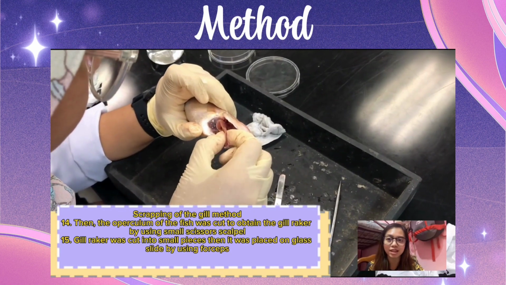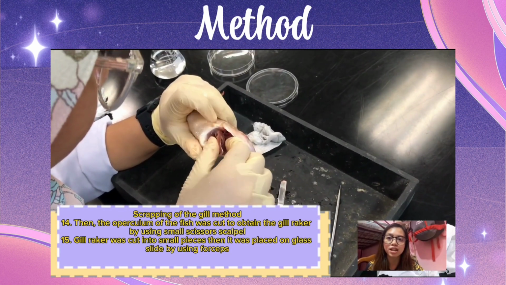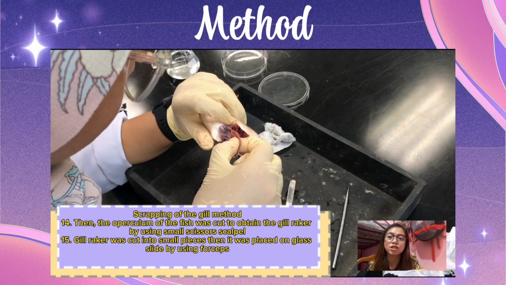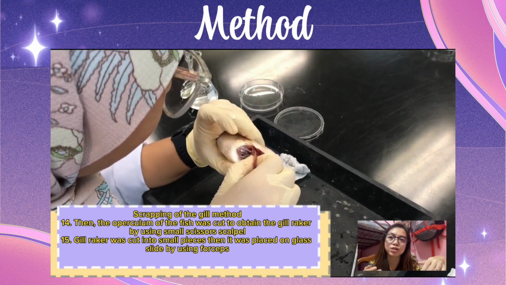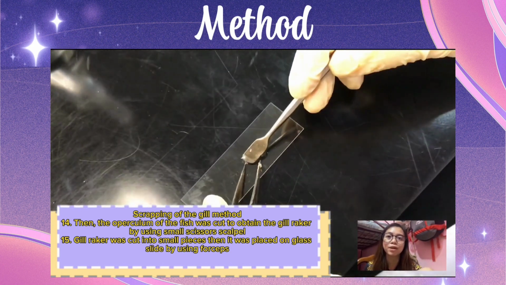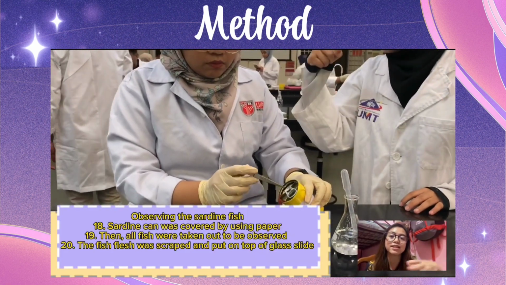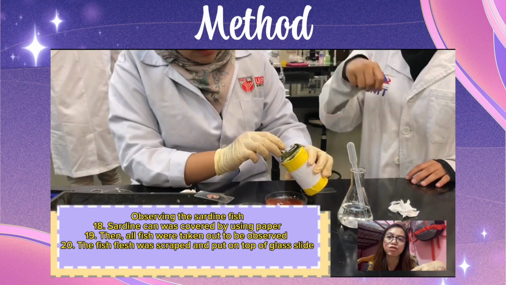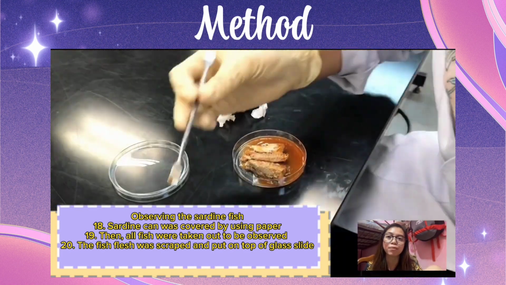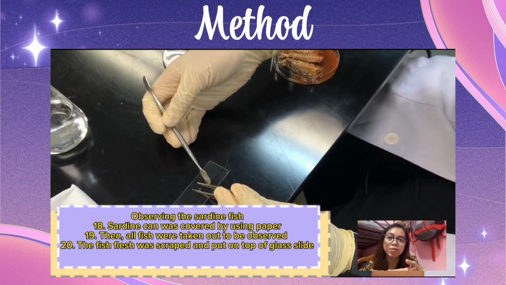For the scraping of the gill method, the operculum of the fish was cut to obtain the gill raker using small scissors, and then the gill raker was cut into small pieces and placed on a glass slide using forceps. Then it was observed under the compound microscope. Next is observing the sardine, where all fish were taken out to be observed. The fish flesh was scraped and put on top of the glass slide, and the sample was observed under the microscope.